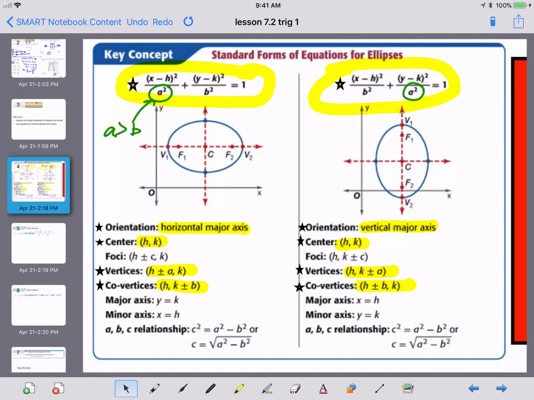Now our vertices and co-vertices have flip-flopped because now our larger values are up and down and our smaller values go left to right. And this will all become a little more clear as we go through the process of finding these equations. And we're going to really just focus on them really quickly, so that we can get the main ideas of what to look for.